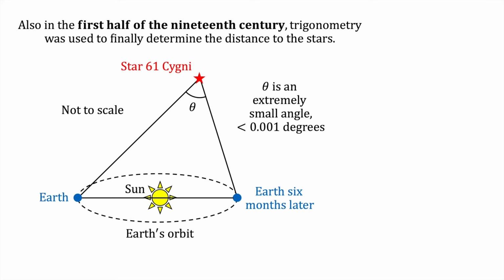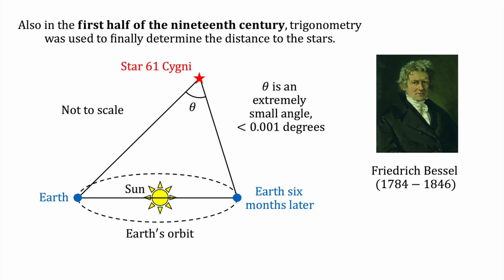This was first achieved by the German astronomer and mathematician Friedrich Bessel in 1838, when he published his determination of the distance to the star 61 Cygni. He determined it to be 10.3 light years away. That's close to the current measurement of 11.4 light years.